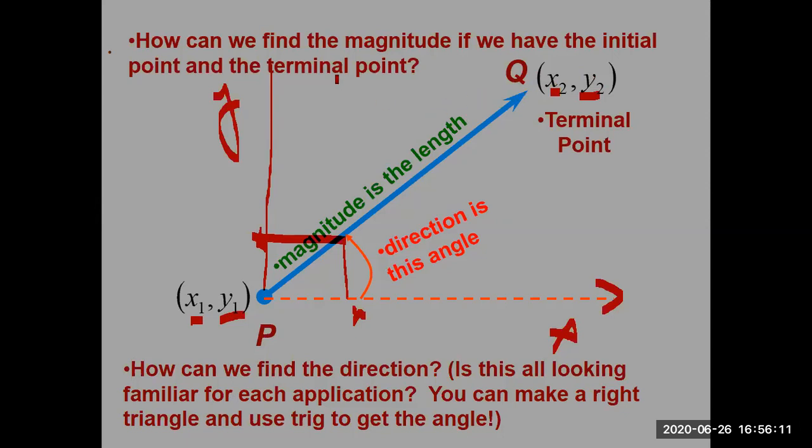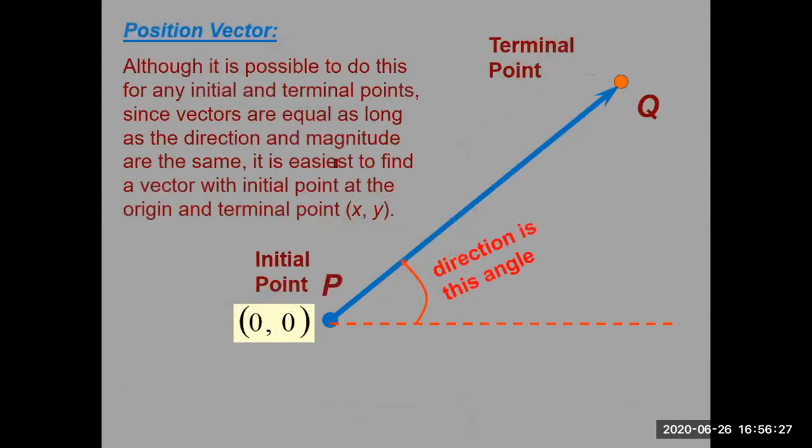So if you are asked how we can find the magnitude if we have the initial point and the terminal point, we will use the distance formula to calculate the magnitude. This is the distance formula used: the square root of (x2 minus x1) squared plus (y2 minus y1) squared. So what's the position vector?